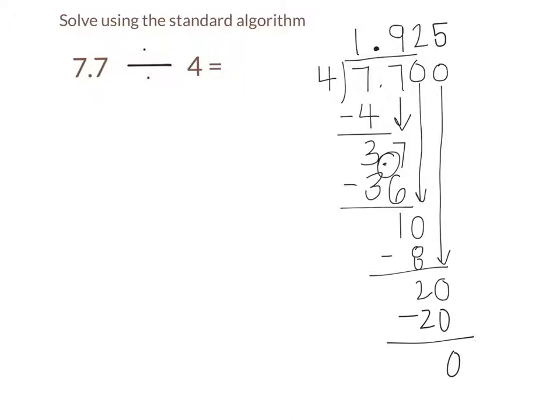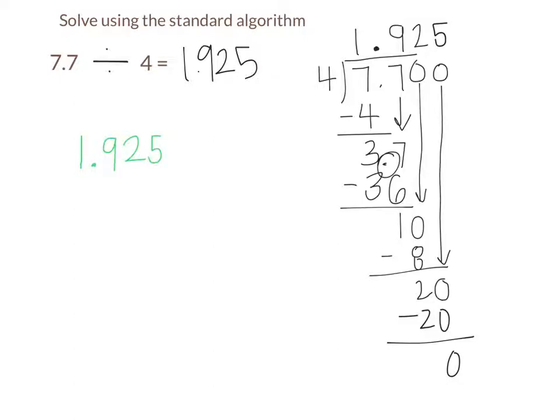Okay? So therefore, 7.7 divided by 4 is 1.925. Very good. 1 and 925 thousandths. If you wanted to check this, what multiplication problem could you do to check it? Jaden? Wait, where's the decimal point? It's 1.925. 1.925 times 4. Very good. Should I write equals 7.7?